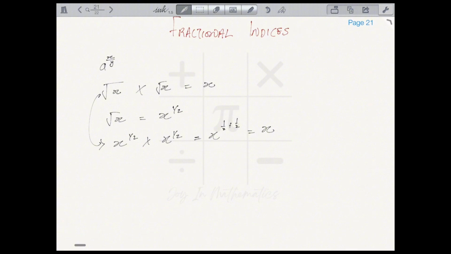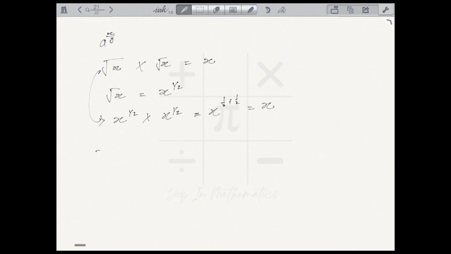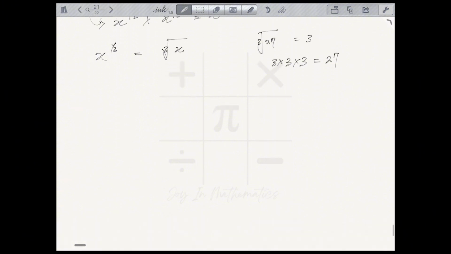In the same vein, when we have x raised to power 1 over 3, we have it to be the cube root of x. What this means is a number that will be multiplied 3 times to give x. So we can say that the cube root of 27 is 3, because 3 times 3 times 3 is equal to 27. So we can have a table: x in terms of the power, and the symbol of the root.